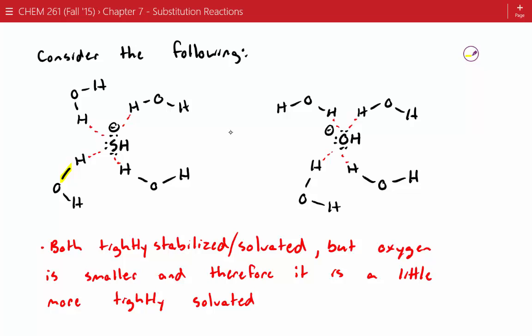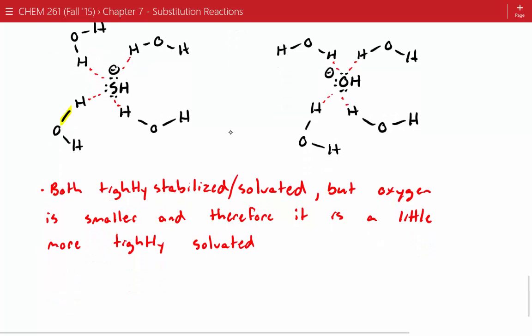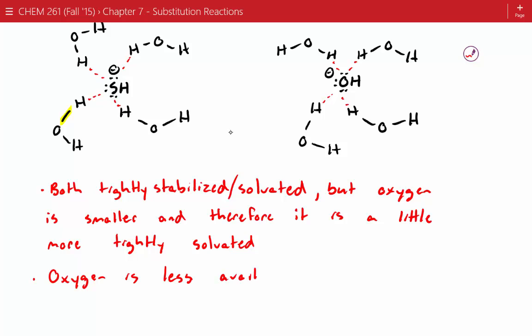Based on this argument where we're saying that oxygen is smaller and more tightly solvated, do you think it's going to be as accessible for a nucleophilic attack or less accessible? Less accessible. So we can go through and we can say, all right, oxygen is less available for a nucleophilic attack. Therefore, SH minus is the better nucleophile.